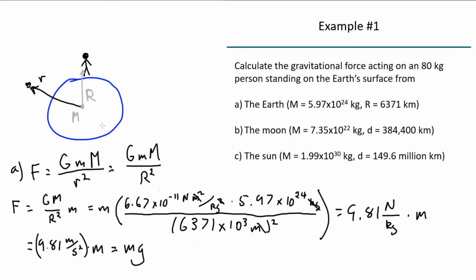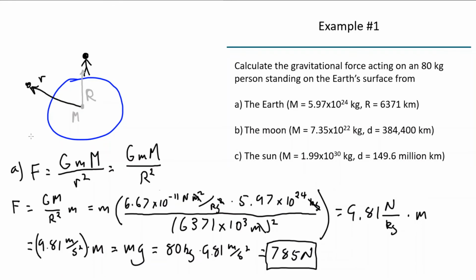For every person on the surface of the Earth, the mass of the Earth is the same, the radius of the Earth is roughly the same. So g is always going to be about 9.8 meters per second squared. So now we can plug in our mass here. This is 80 kilograms times 9.81 meters per second squared. And we find that the weight of a person is about 785 newtons. Okay, that's the gravitational force acting on a person.